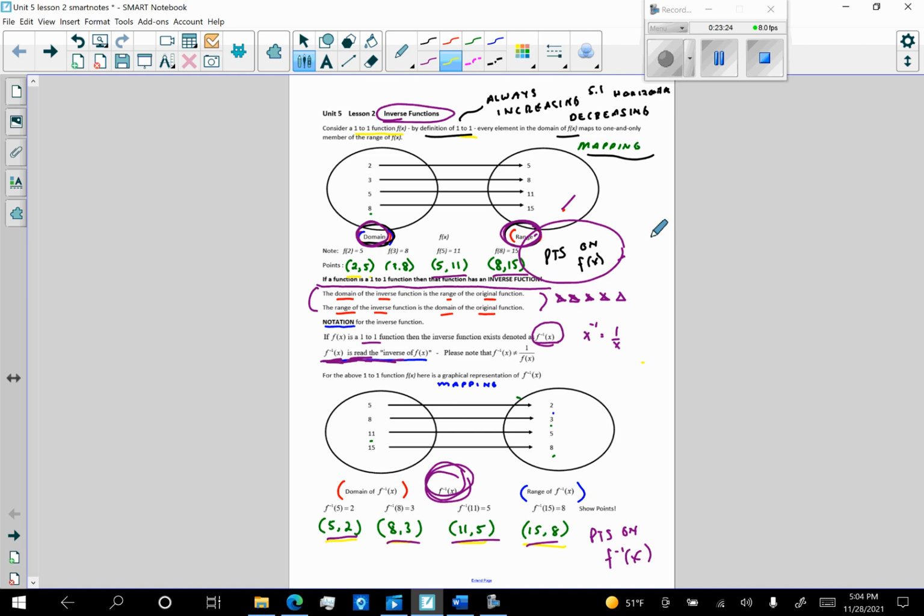Okay, so only one-to-one functions have inverses. I started out with mappings. It's one-to-one by the definition of one-to-one. Every element in the x maps to only one y. I found the inverse mapping, what I did here. I named the domain of the inverse and the range of the inverse. The range was this domain. The domain was this range. All I really did was swap the x's and y's. The x's became the y's, and the y's became the x's.